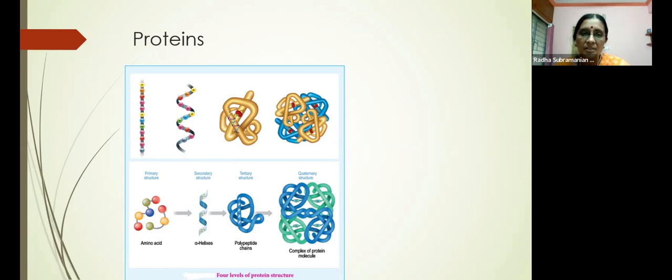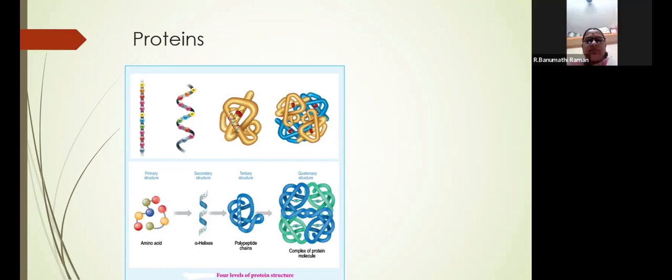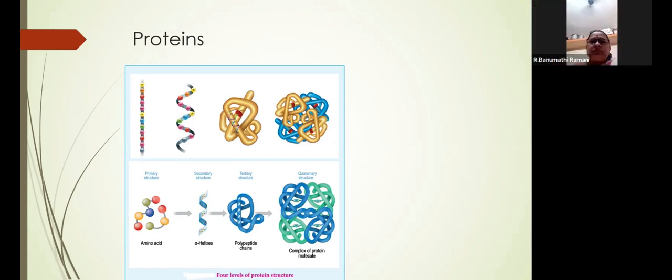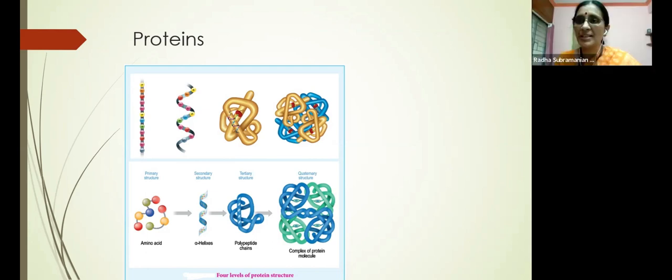The helical structure and the folding of the secondary structure gives us the tertiary structure, and the spatial arrangement of the tertiary structure gives us the quaternary structures. So primary, secondary, tertiary, and quaternary structures. Primary is the sequence of amino acids. Secondary is the shape of the polypeptides. Shape of primary structure gives us secondary structure. The folding of the secondary structure gives us the tertiary structure. The spatial arrangement of the tertiary structure gives us the quaternary structure of proteins.